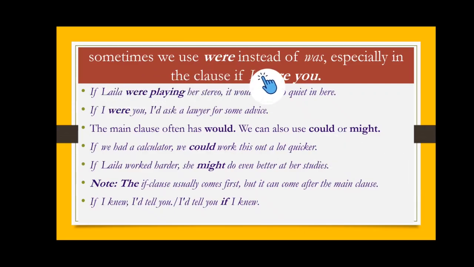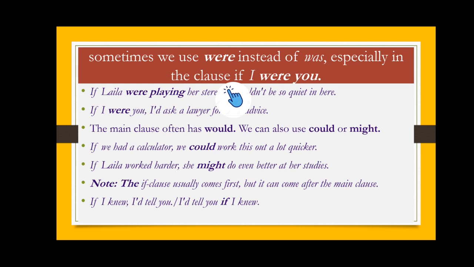Sometimes we use were instead of was, especially in the clause "if I were you." So what is preferable to use in an unreal conditional clause, regardless of singular or plural subject? For example, we say if I were, or if he were, or if she were, or if they were, rather than if she was or if he was. Generally, when we make a statement, we say he was, or she was, or I was. But in an unreal conditional clause, we use were with all subjects, regardless of singular or plural.